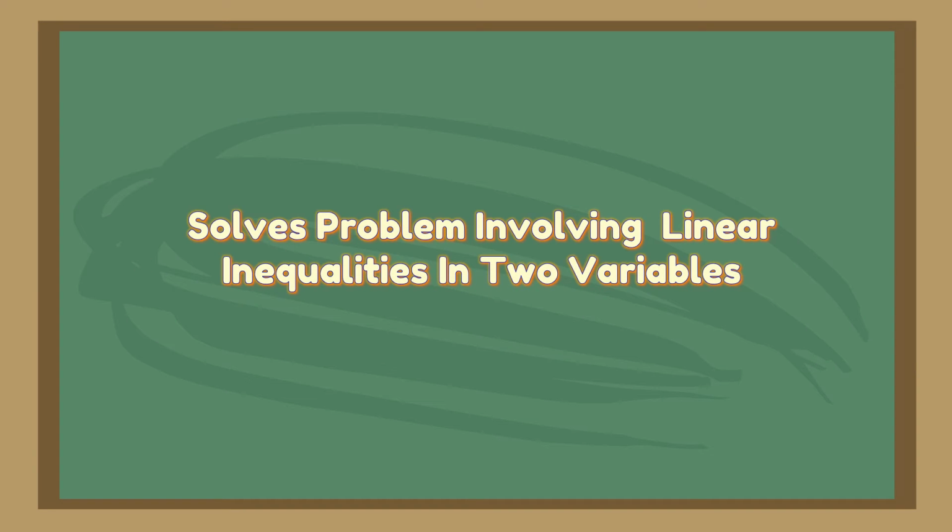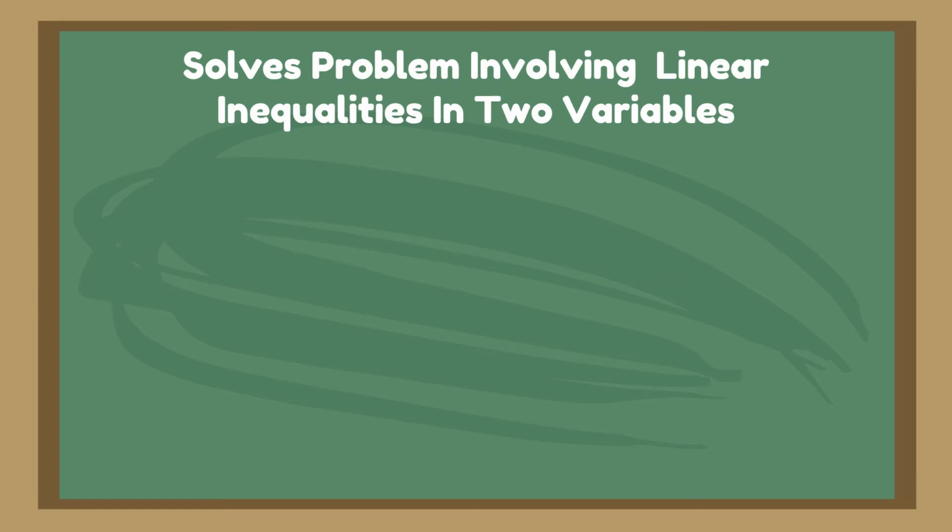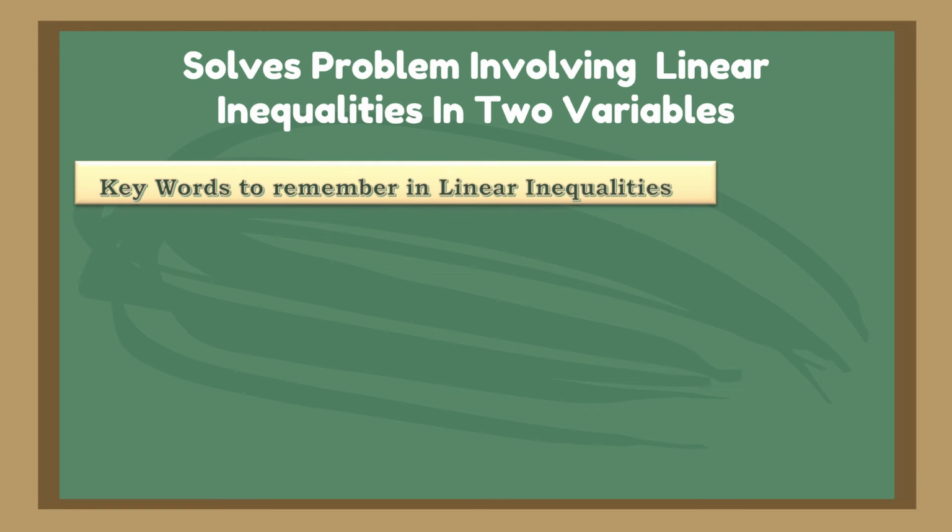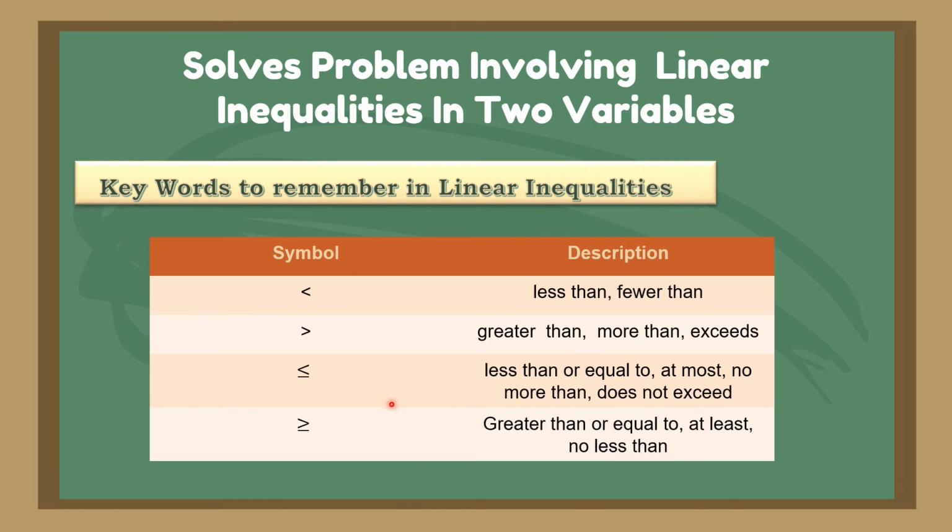So for our last learning competency, which is solving problems involving linear inequalities in two variables, let us remember the following keywords in linear inequalities. Symbol, then description. This symbol means less than or fewer than. Next, we have greater than, more than, or exceeds. Then third, less than or equal to, at most, no more than, or does not exceed. Then last, greater than or equal to, at least, or no less than.